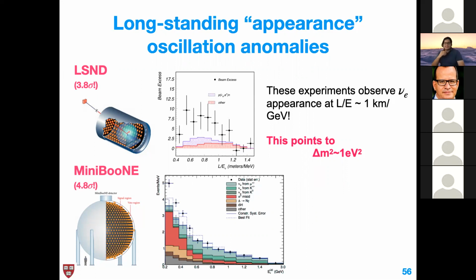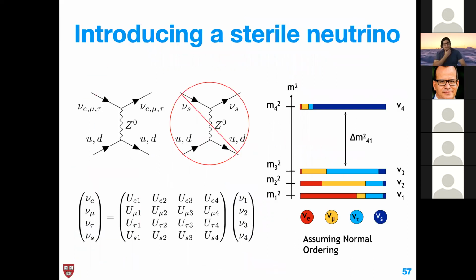And this can be understood like an oscillation behavior. If you take the energies and lengths relevant to this problem, you figure out that the mass squared relevant for this problem is around 1 electron volt squared. So this is often explained by introducing something known as a sterile neutrino. So what's a sterile neutrino?